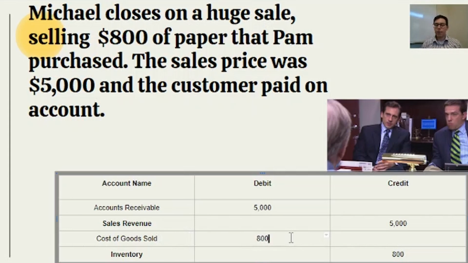And what you can kind of think about with cost of goods sold is it's the transfer from inventory over to expense. The inventory account is an asset. It's something that we're going to sell soon. But once it's sold, it becomes an expense to us. And the expense is recognized in cost of goods sold. So we have cost of goods sold for $800 on this sale. And we'll use that later to calculate our profit on the income statement.